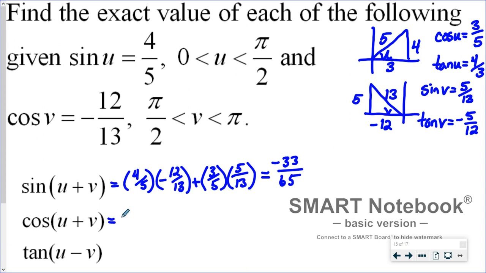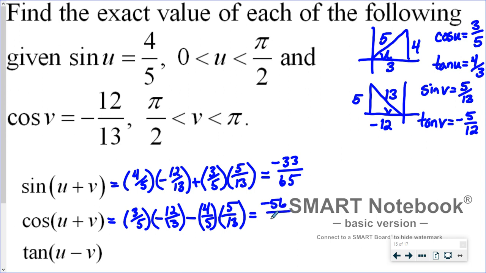All right, same thing down here, right? We just use the cosine u plus v formula that we wrote down previously and plug in all of the stuff, right? So cosine u is 3/5 times cosine v is negative 12/13. All right, minus sine u is 4/5 times sine v is 5/13. All right, so here we have negative 36 minus 20, so negative 56 over 65.